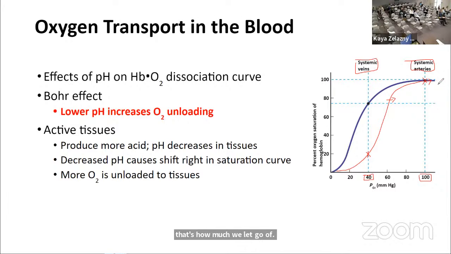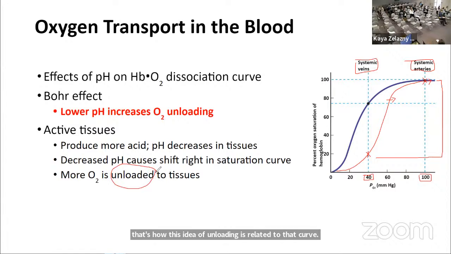So we're still just going to compare how much was in our systemic arteries, what was that saturation, to what's in our veins. But you can see this is an awful lot more oxygen that we let go of when we compare those 2 points. So that's how this idea of unloading is related to that curve. Okay. So if we unload more oxygen to the tissues, what we're saying is we see a greater difference between these two numbers. Okay.